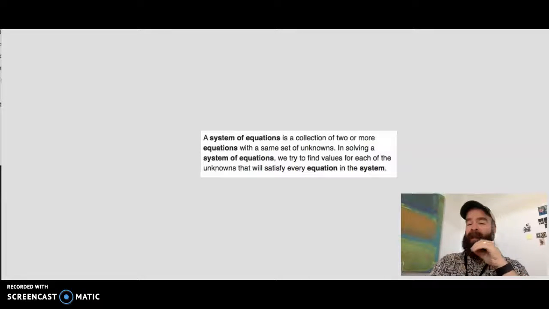A system of equations is a collection of two or more equations with the same set of unknowns. In solving a system of equations, we are trying to find values for each of the unknowns that will satisfy every equation in the system.